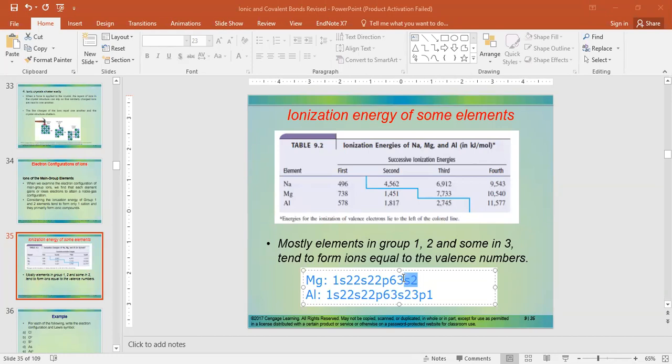Let's complete the lesson. Somebody has not muted. A student is speaking in the background.